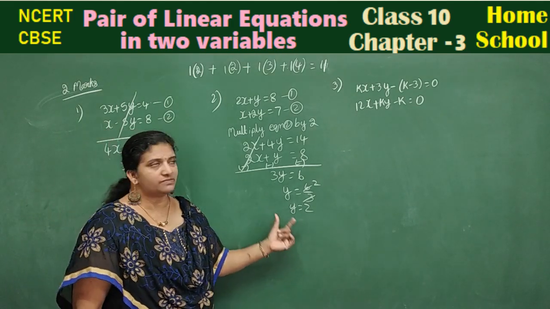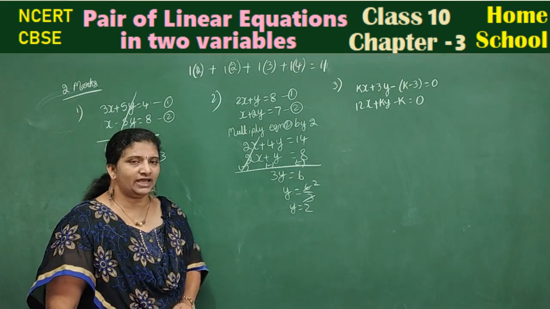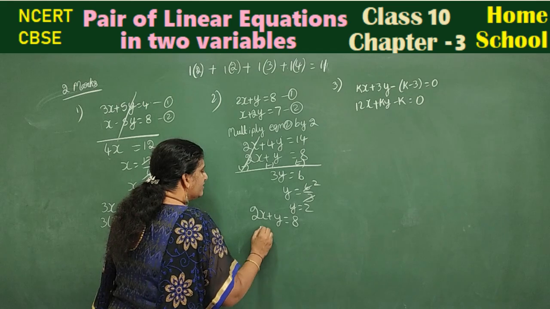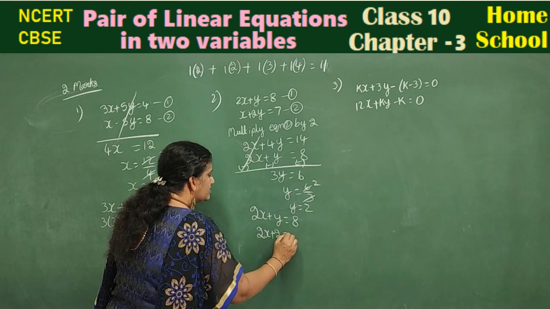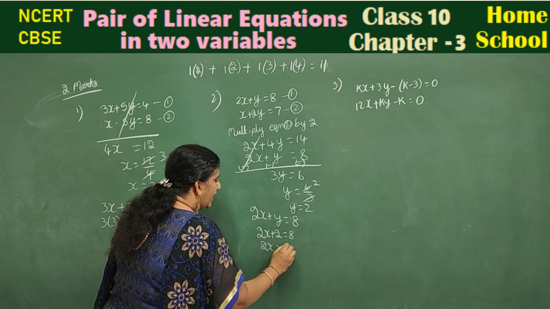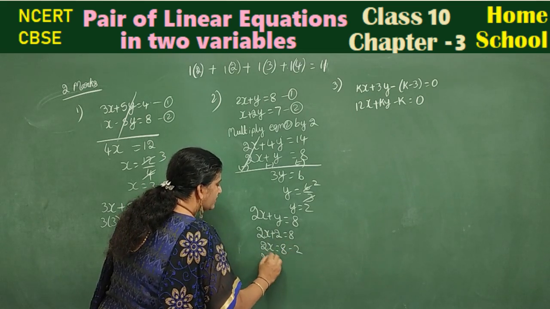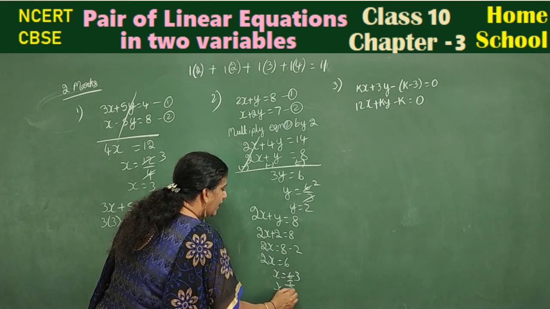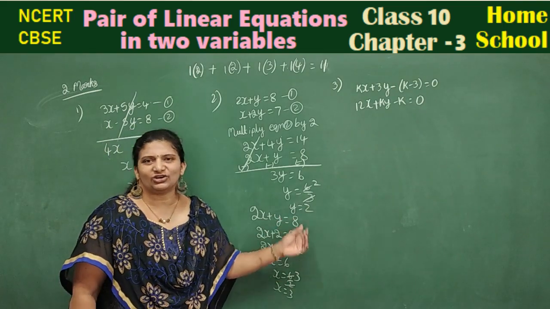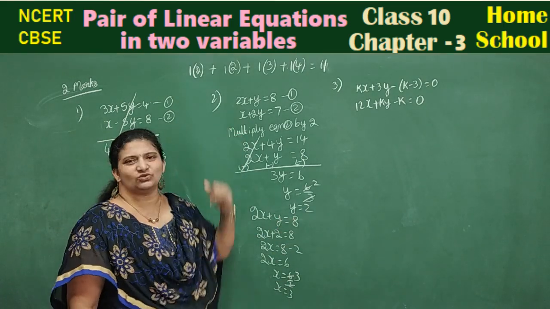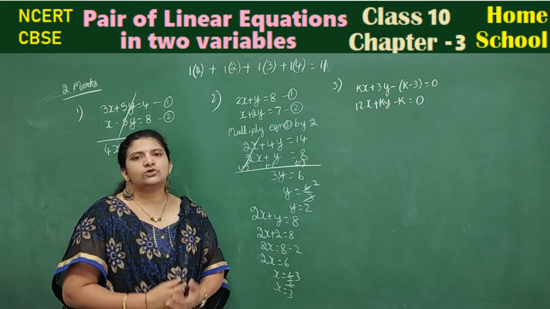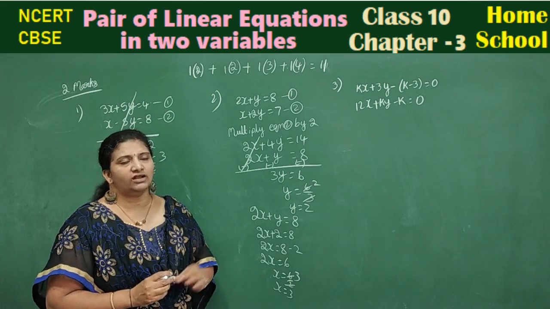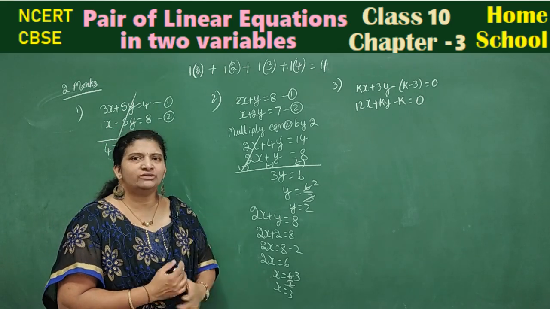Now this y value, substitute in any one of the equations and find the x value. 2x plus y is equal to 8. Substitute the y value, 2x plus 2 is equal to 8. 2x is equal to 8 minus 2. 2x is equal to 6. x is equal to 6 by 2, that is 3. Therefore, x is equal to 3 and y is equal to 2 are the solutions of this pair of linear equations. So like this, any two equations if they have given, this is the only method we solve and write here by the elimination method.